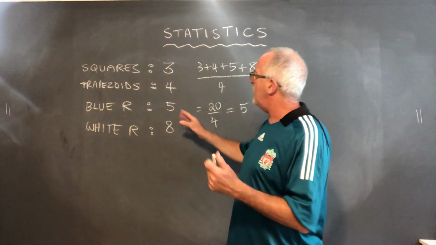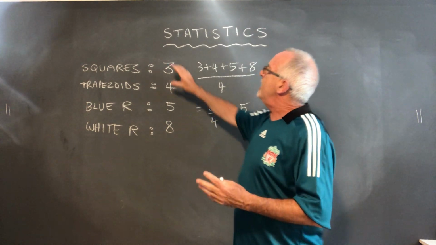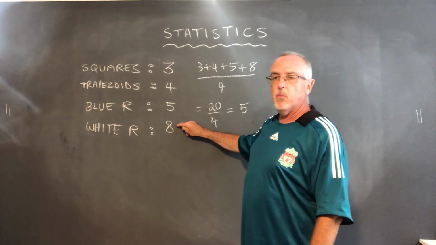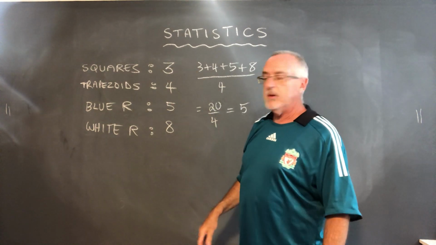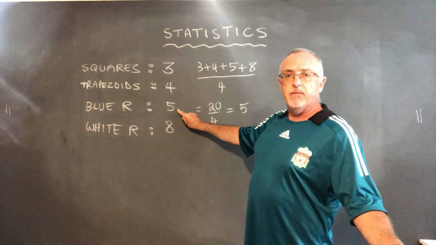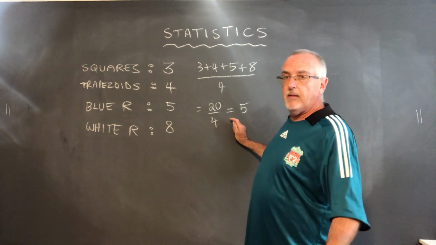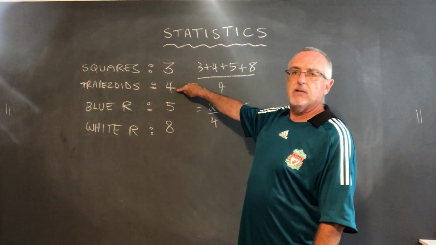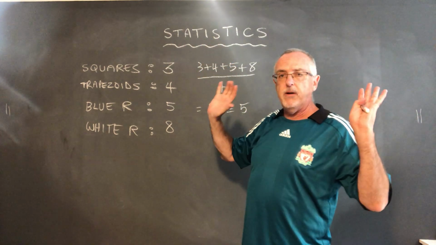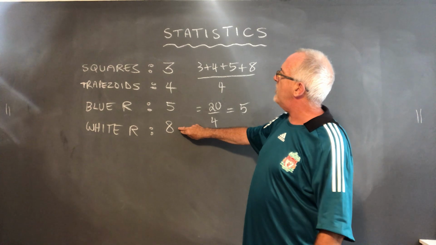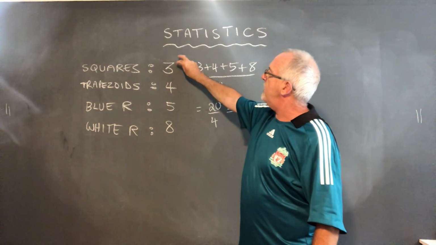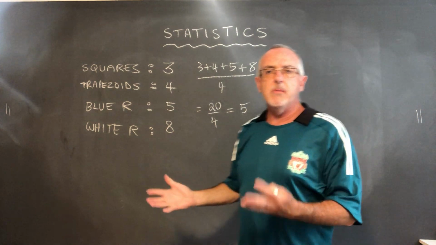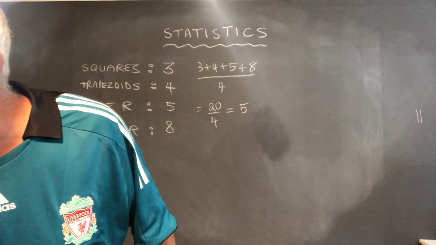How could I make each of these 4 collections of shapes have the same amount? Well, I would have to take some of the white rhombuses and share them out between the others. The blue rhombuses, we already have 5, so it's already equal to the mean. If we took one of the white rhombuses and made it an honorary trapezoid, we'd have 4 plus 1, we'd have 5 trapezoids. If we took 2 other of the white rhombuses and put them with the squares, we would have 5 in that group. 5, 5, 5, 5. Well, this is what we're doing when we find the mean.